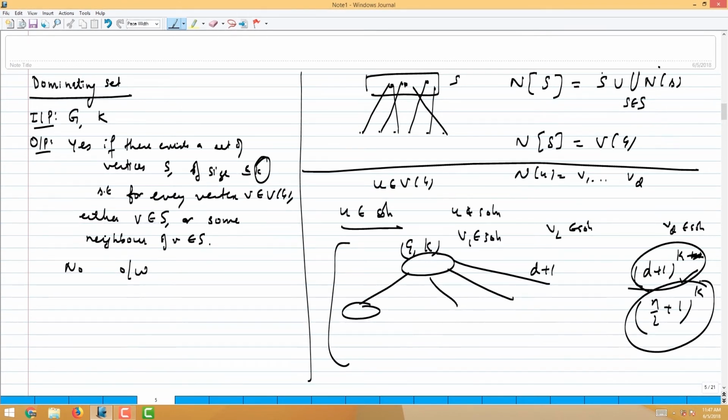What is an FPT algorithm? We're trying to design an algorithm which is f of K times poly in n. So this n power is some absolute constant. This can't depend on K. And this running time, this is n power K sort of a running time.